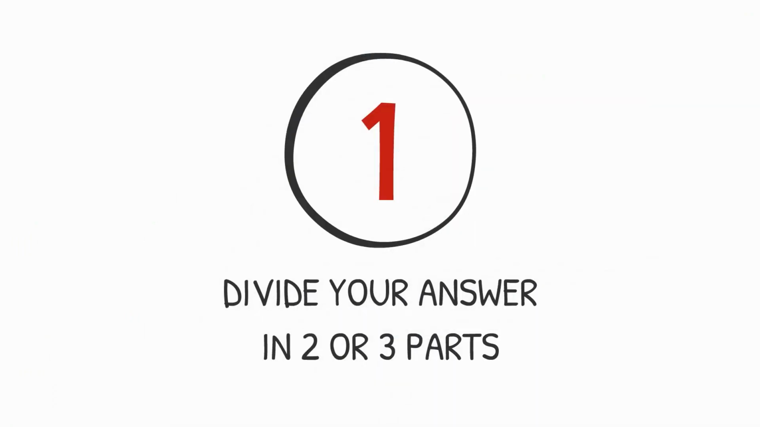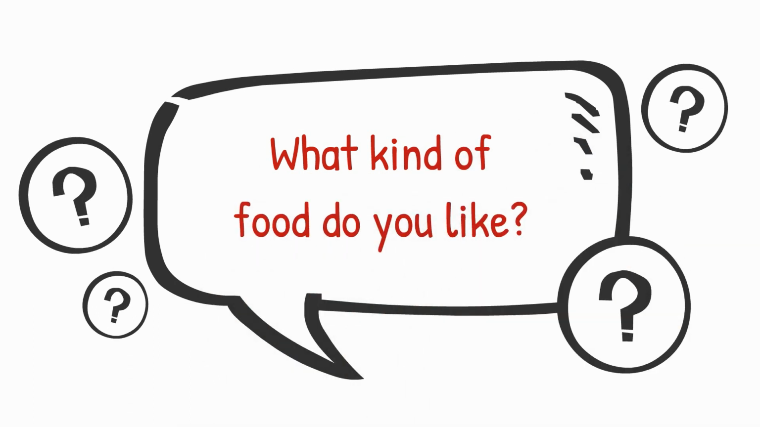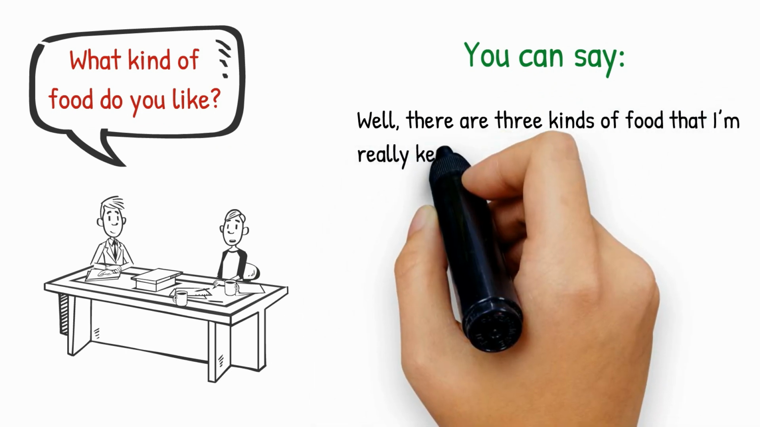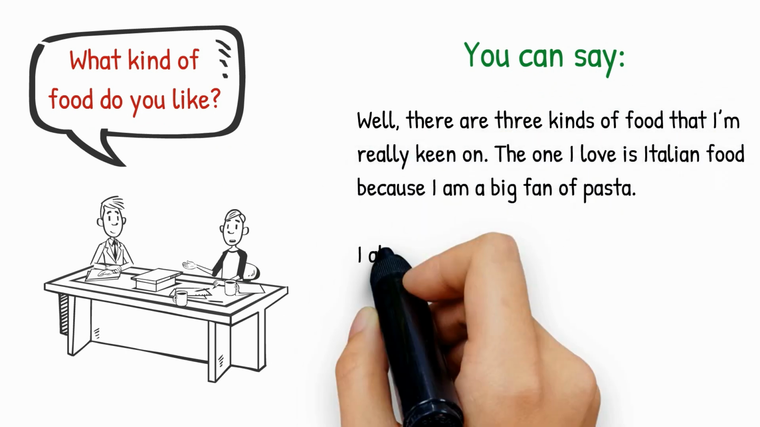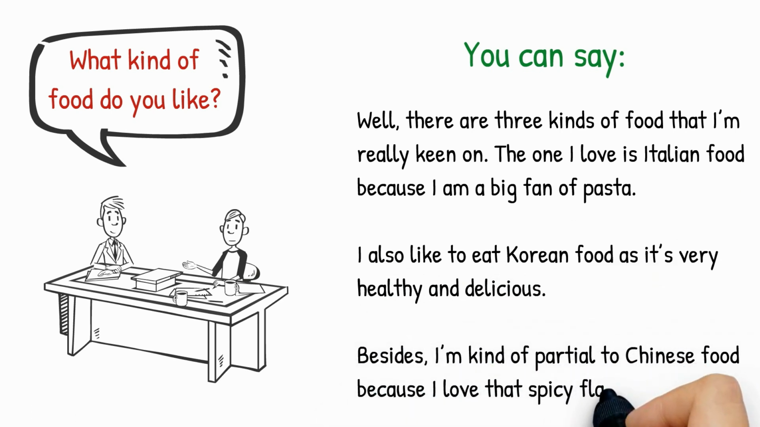So the first strategy is to divide your answer in 2 or 3 parts. This strategy involves giving 2 or 3 reasons for your answer as follows. Say, if the examiner asks a question like, "What kind of food do you like?" you can say, "Well, there are 3 kinds of food that I'm really keen on. The one I love is Italian food because I'm a big fan of pasta. I also like to eat Korean food as it's very healthy and delicious. Besides, I'm kind of partial to Chinese food because I love that spicy flavor in it."